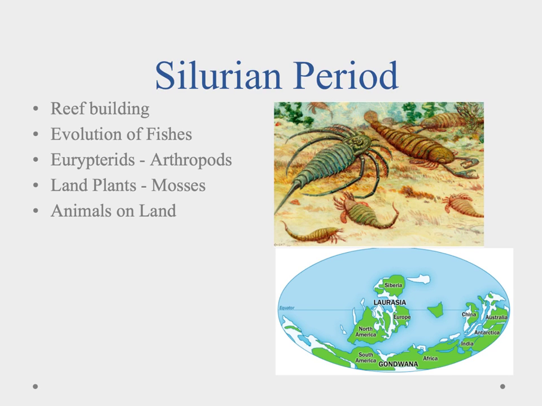Now, during the Silurian period, we had a lot of reef building going on. We saw fish evolution continue. We also saw the formation of these guys here, the Eurypterids. These were the beginning of arthropods. We had some before, but we can see some other ones forming here.